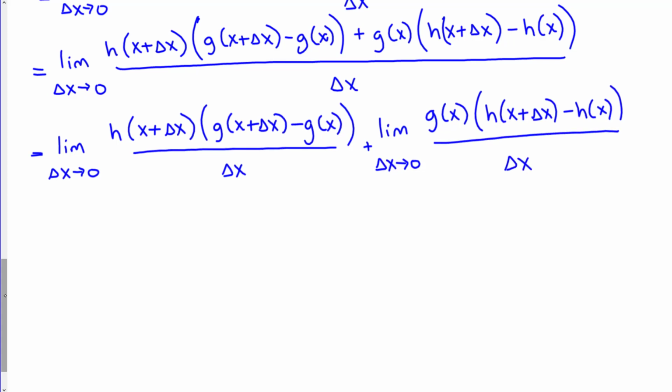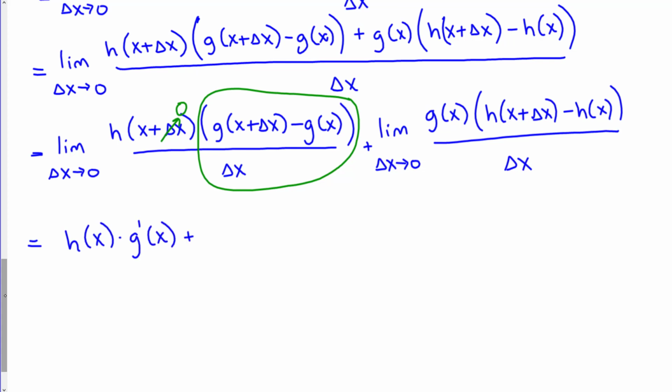Now, the reason that that's important to do is this. In the first limit, when I let delta x go to 0, this portion over here is exactly g prime of x. So all that together becomes the derivative of the function g. Over here, when I let delta x go to 0, h of x plus delta x just results in h of x. So when I take this limit, I get h of x times the derivative of g of x.